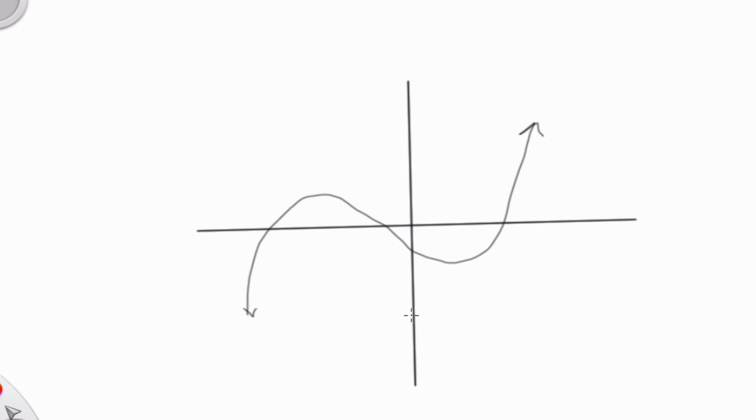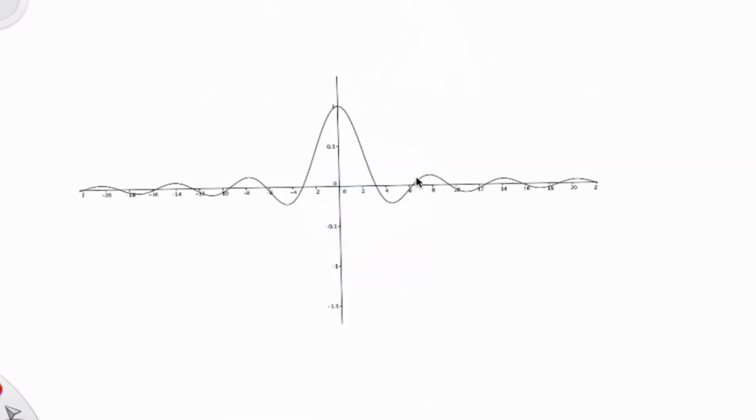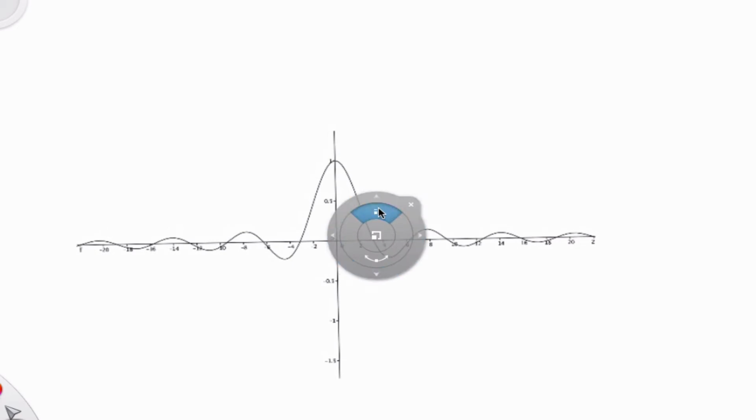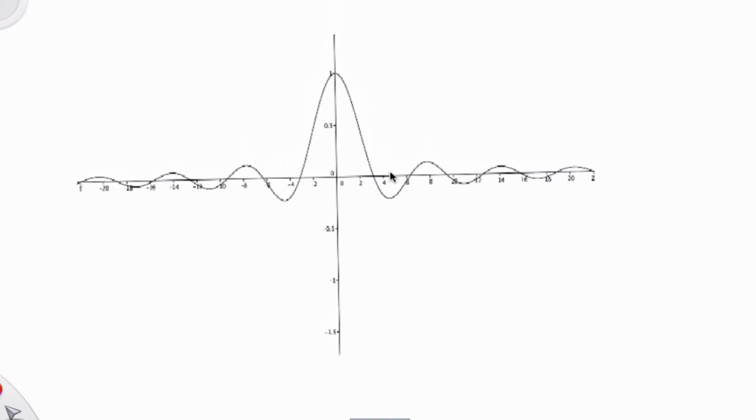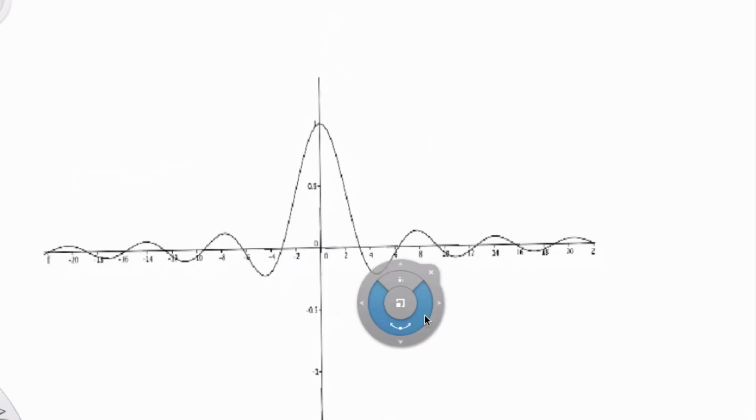So if something is not continuous, like this polynomial function, then it is discontinuous. There are three ways that something can be discontinuous.